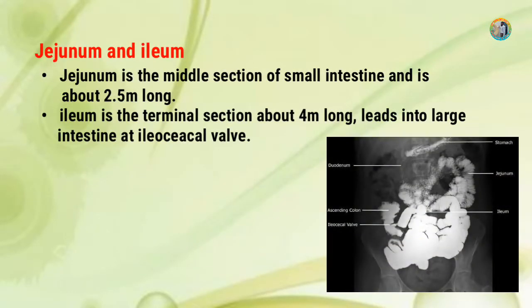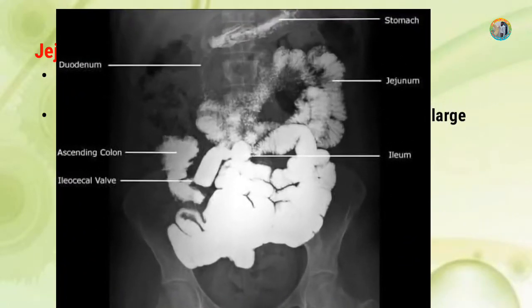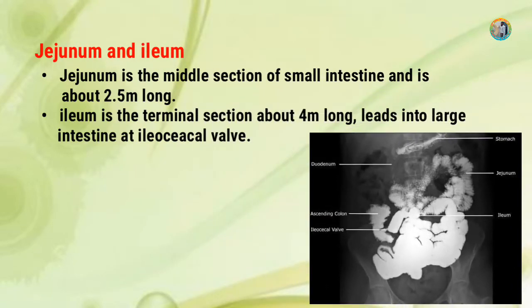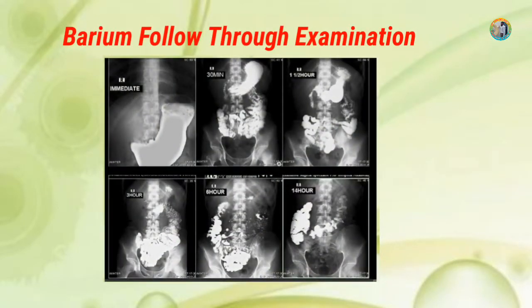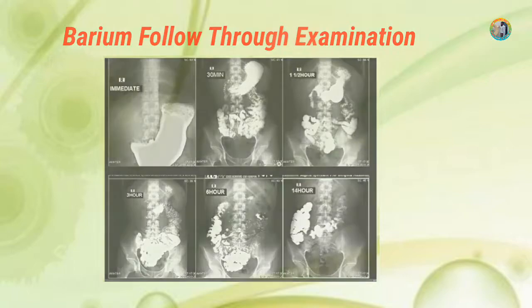Jejunum and ileum. The jejunum is the middle section of the small intestine and is about 2.5 meters long. The ileum is the terminal section, about 4 meters long, leading into the large intestine at the ileocecal valve. I hope the audience understands the whole anatomy of the small intestine. Let's move on to the second part of the video, which describes the barium follow-through test.